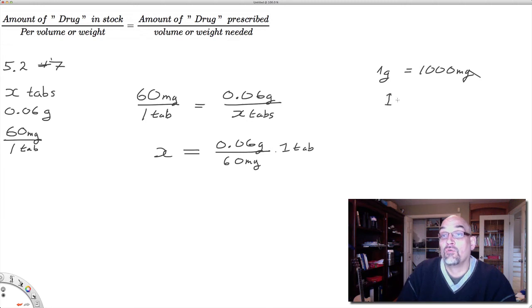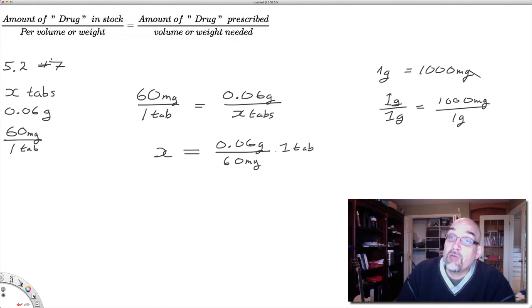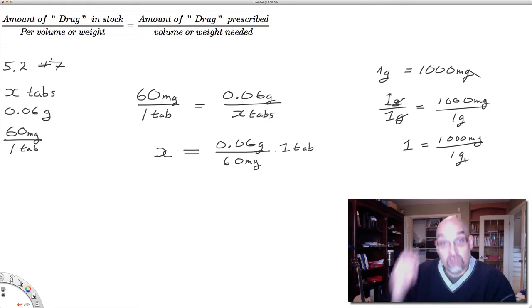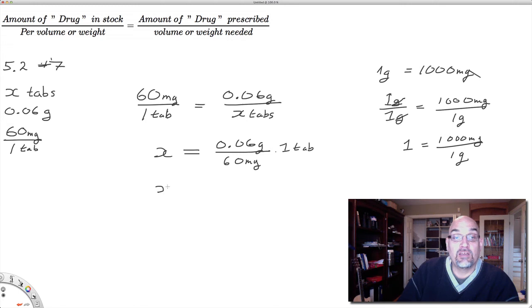So I know 1 gram is equal to 1,000 milligrams. Therefore, 1 gram over 1 gram is equal to 1,000 milligrams over 1 gram. Now the grams cross out because we can do this with the units too, and we're left with a unitless number, or a pure number of just 1. So 1 is equal to 1,000 milligrams over 1 gram. And one of the nice things about multiplication is I can multiply anything by 1 and it maintains the same value. So I'm going to take advantage of that here.